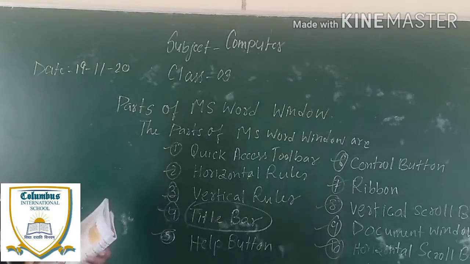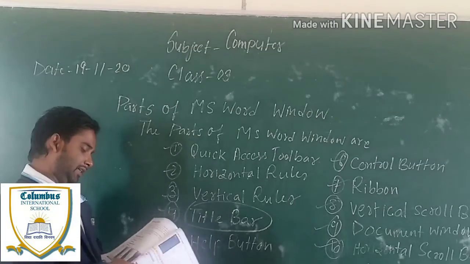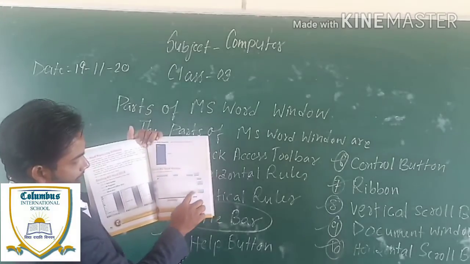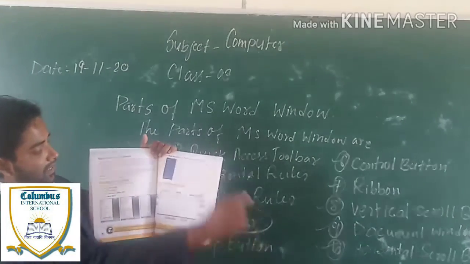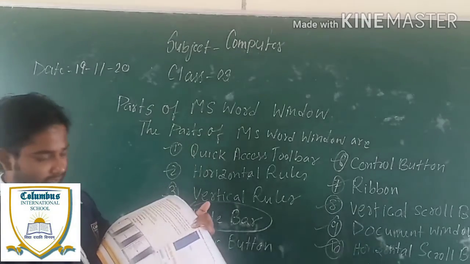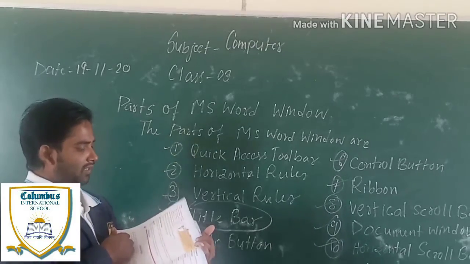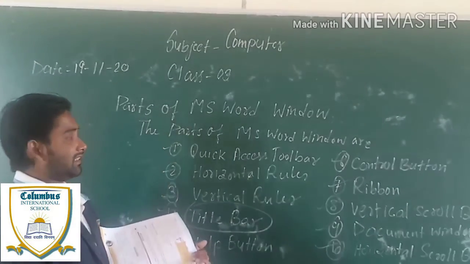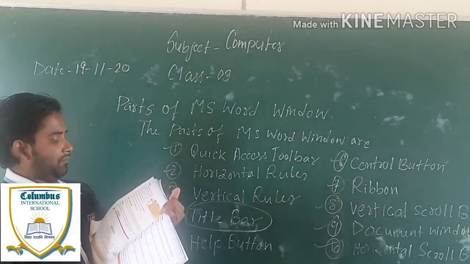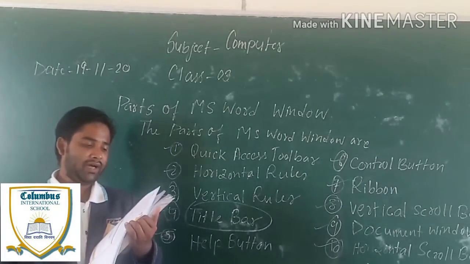The title bar is located at the top of the document window. Beta, see, this is your document window, and the title bar is situated on the top part of the document window. It displays the name of the document you are working on. By default, it shows Document 1 - Word.